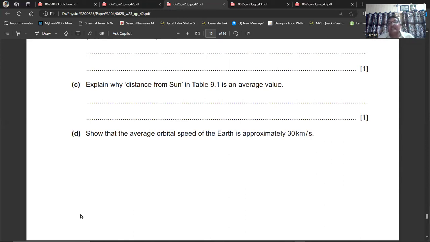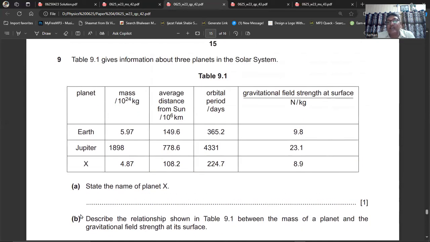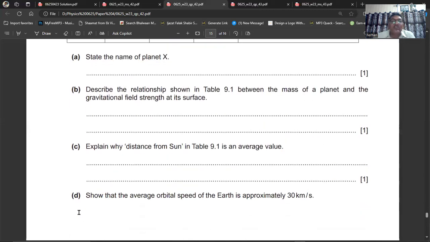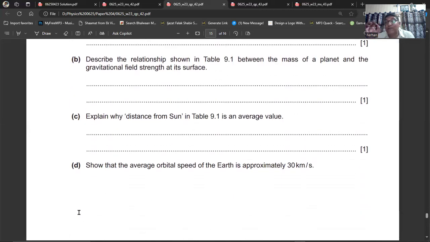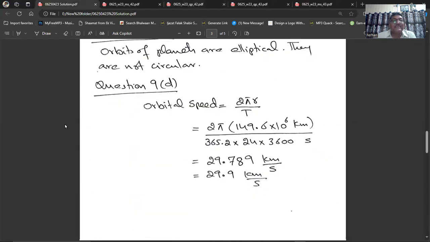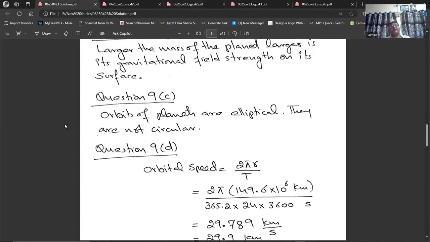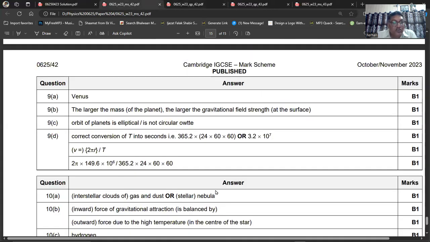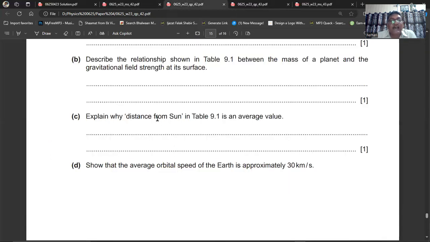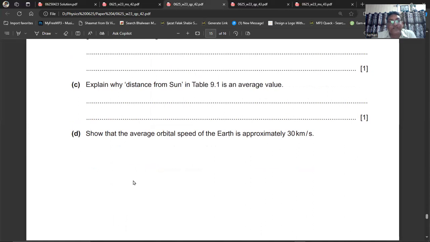If the orbit is a circle, then your distance from the sun will remain constant throughout that orbit. But because the orbit of the planet is elliptical, that's why the distance they gave you in this information is only an estimate of the distance of that planet from the sun. The reason is that the orbit is elliptical. So let's have a look at my answer. Orbits of the planets are elliptical. They are not circular. So this is the C part. You can look at the marking scheme, and then we go to question number 9, and it's D part.